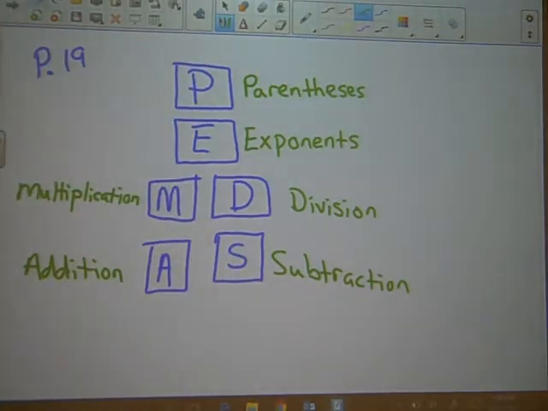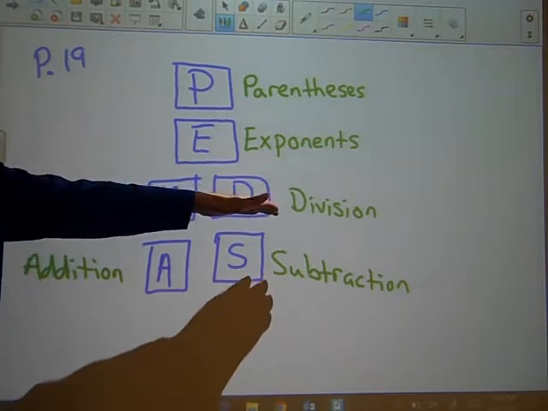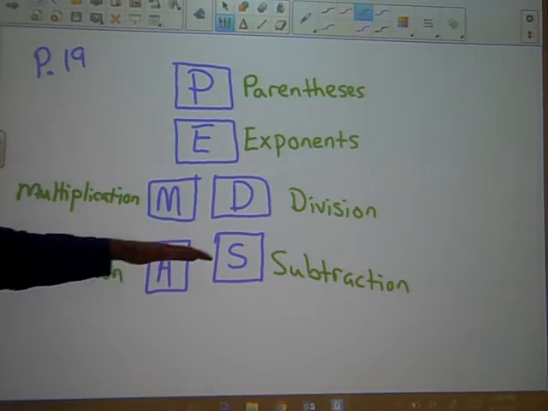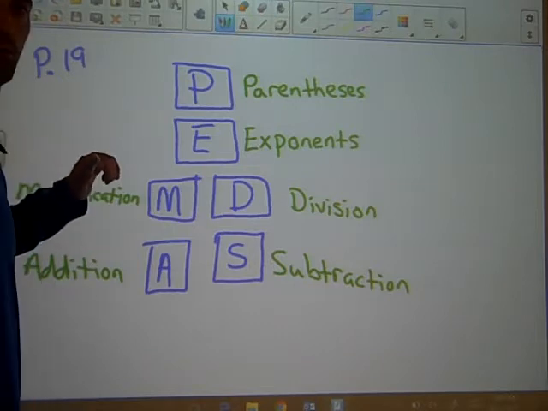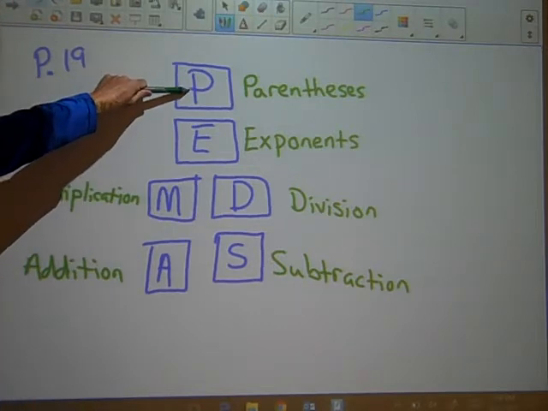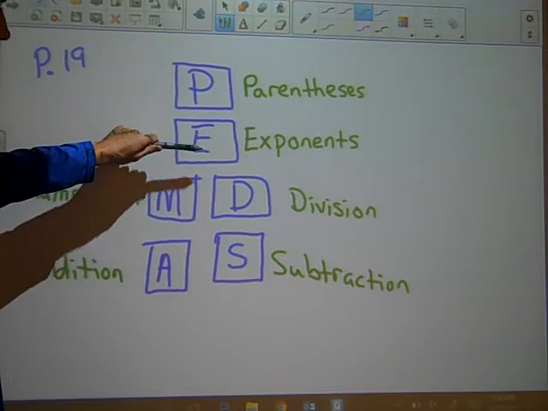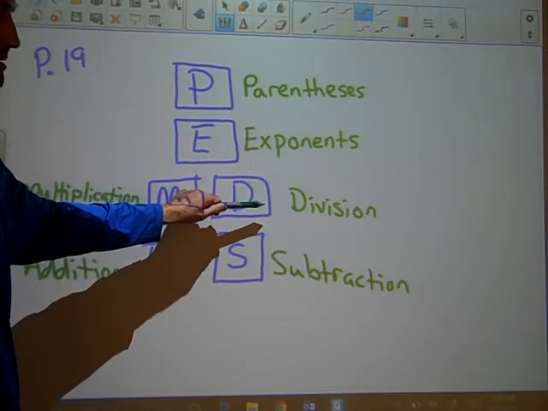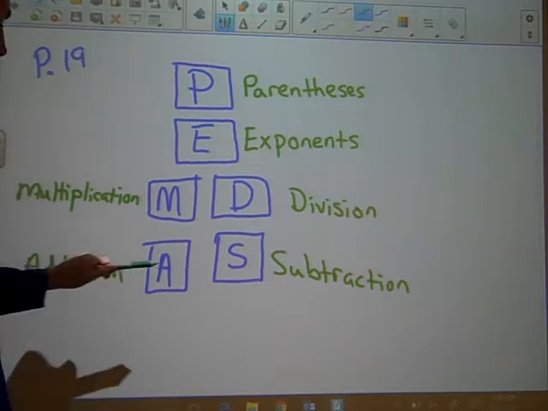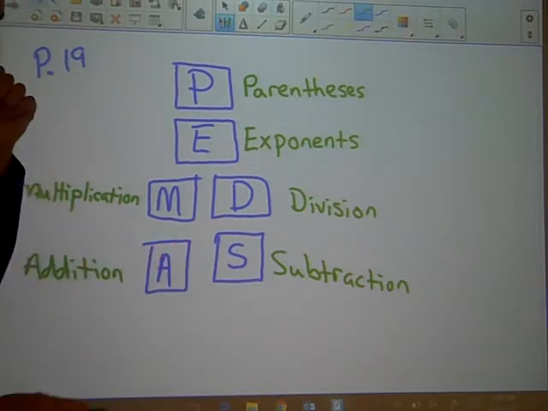So parentheses, exponents, multiplication, division, addition, or subtraction. All right? So the order, and we'll practice more of these in the next video, but parentheses are always first. Exponents, multiplication, division, addition, subtraction. Okay?